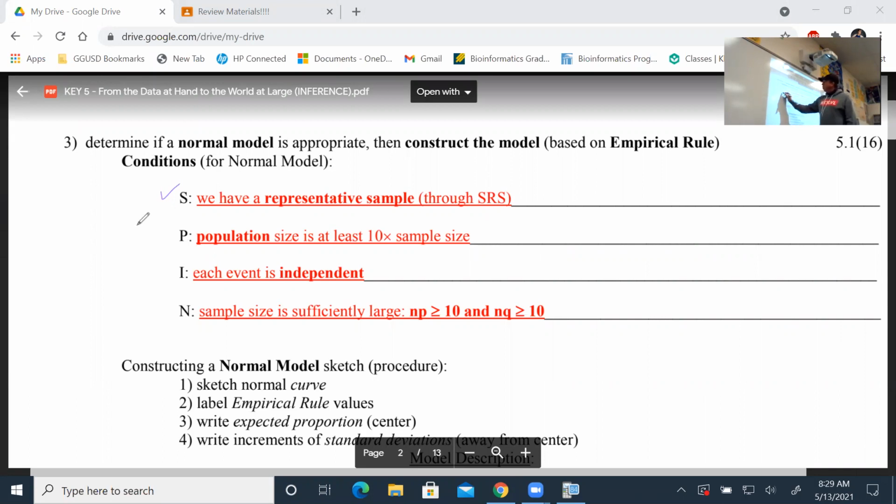You don't want to oversample, believe it or not. You don't want to sample more than 10% of the population. This is called the 10% rule. It's also written as the population needs to be 10 times the sample size. Each event needs to be independent, and then the sample size needs to be sufficiently large. NP has to be greater than or equal to 10, and NQ has to be greater than or equal to 10, Q being 1 minus P. Okay? There you go on that.